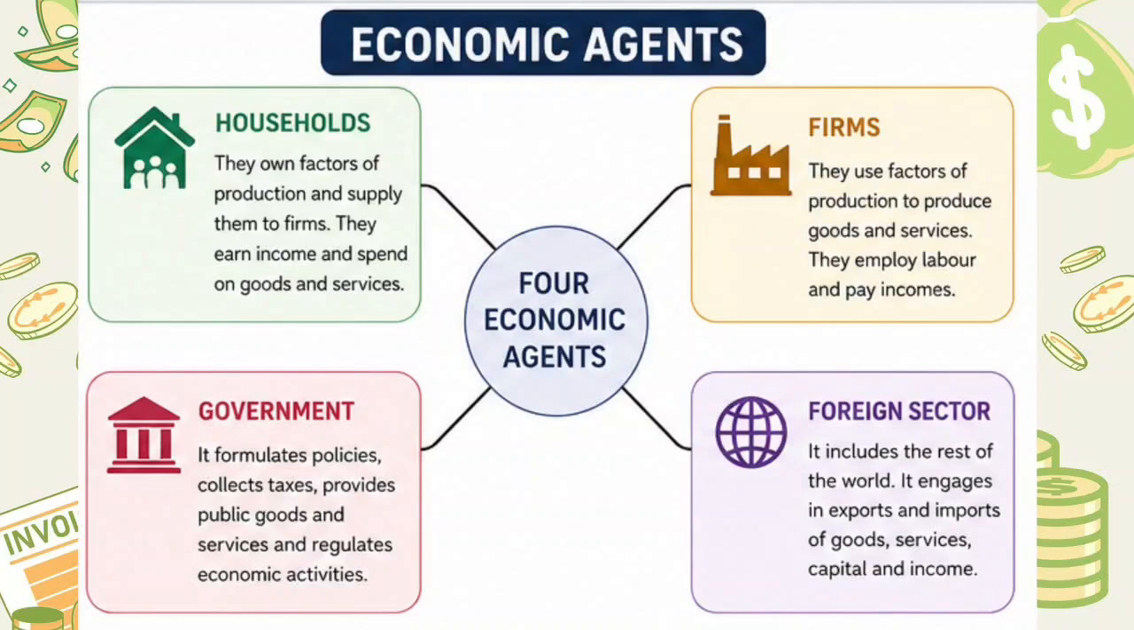The second economic agent is the firm. Firms use these factors of production to produce goods and services, which they sell to households. The third one is the government. It collects taxes, provides public services like education and healthcare, and makes policies to regulate economic activities. Finally, we have the foreign sector, also known as the rest of the world. It buys goods from India, that is exports, and sells goods to India, that is imports. These four sectors interact continuously and together they drive the whole economy.